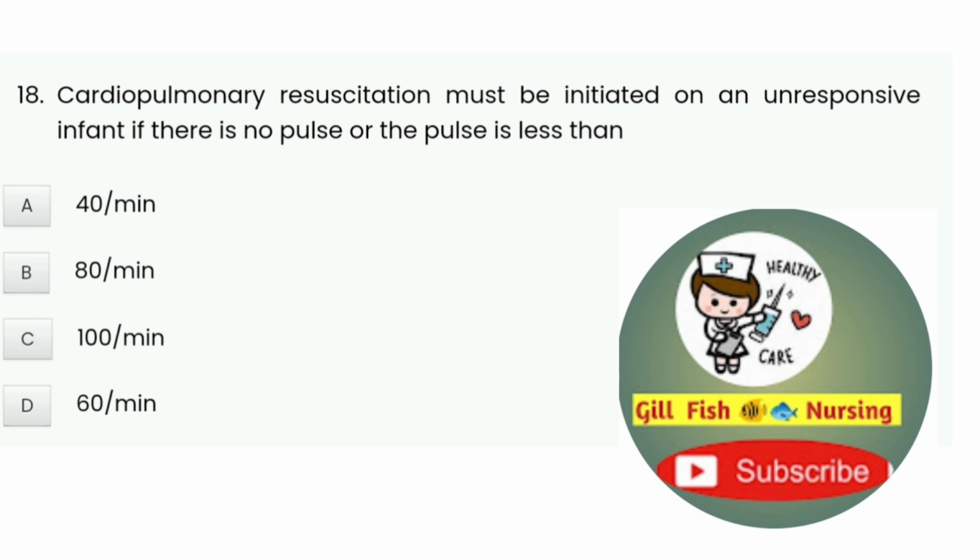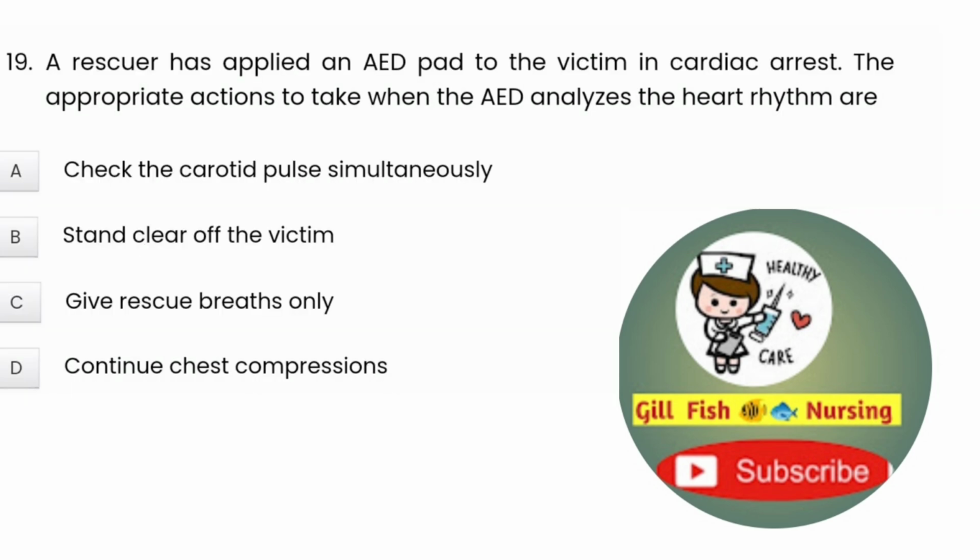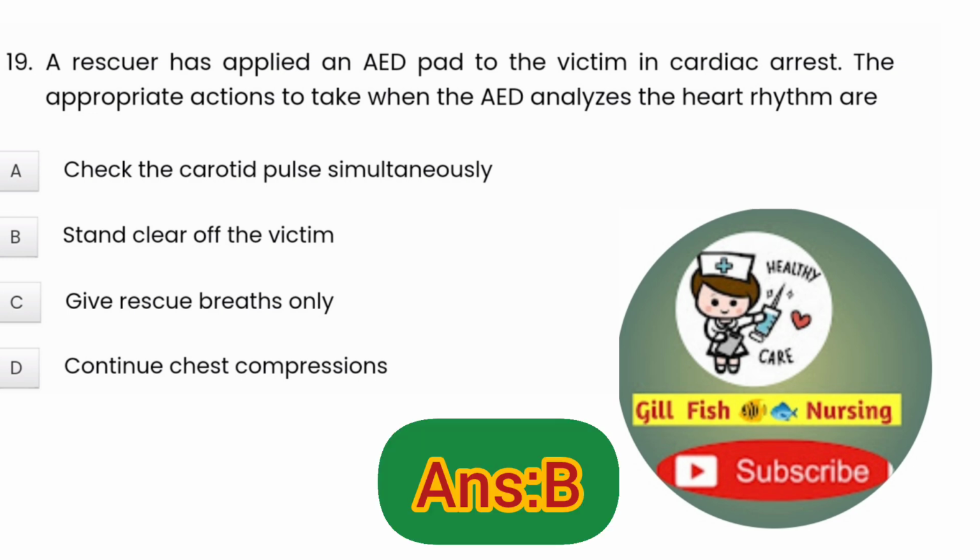Okay, fine. Next question. A rescuer has applied an AED pad to a victim in cardiac arrest. The appropriate action to take when the AED analyzes the heart rhythm is: option A, check the carotid pulse simultaneously; option B, stand clear of the victim; option C, give rescue breaths only; option D, continuous chest compression. So whenever the AED analyzes the heart rhythm, what are you going to do? Option B, stand clear of the victim, is the correct answer. We are going to tell everyone to stand clear.